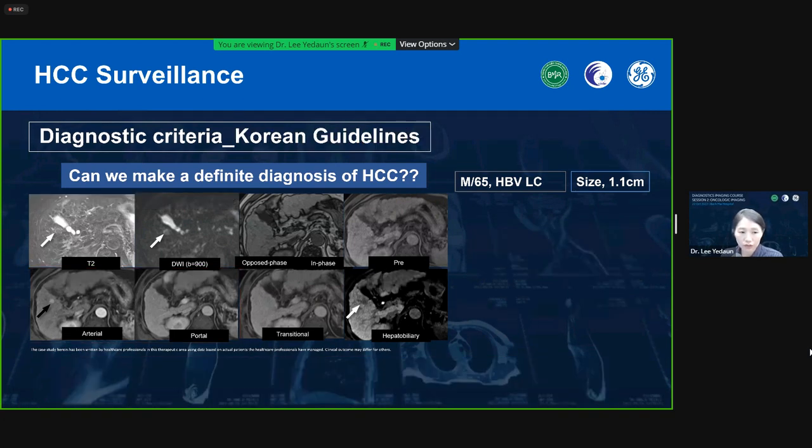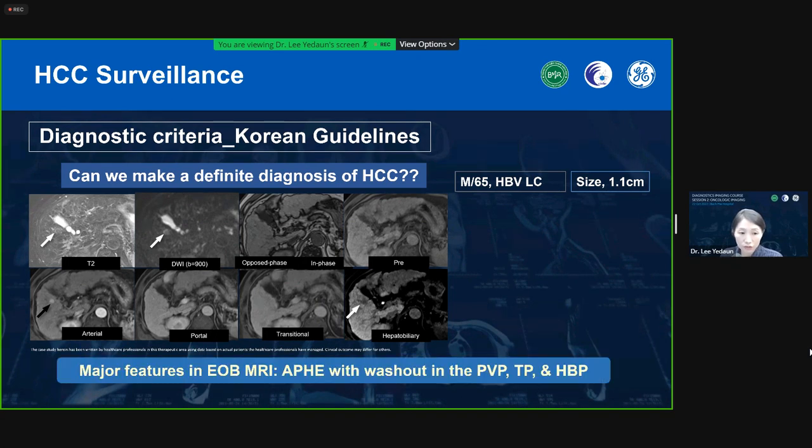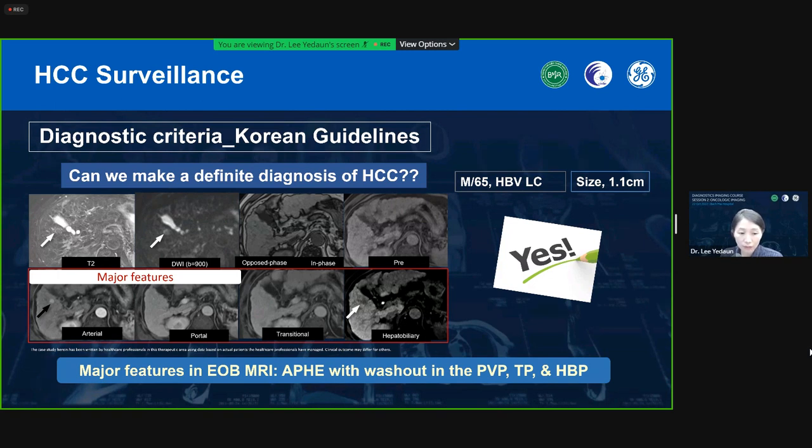So how are things going to change in the Korean guidelines? Different from the previous two guidelines, the Korean guidelines generously extend washout to transitional and hepatobiliary phase. Thus, this nodule can be diagnosed as a definite HCC as it has the major imaging features on EOB MRI. In fact, the lesion was pathologically confirmed as HCC.